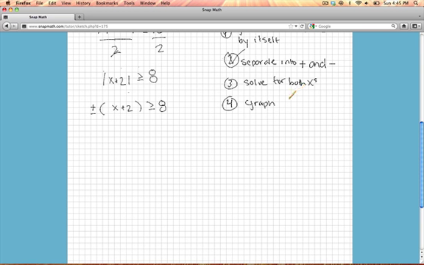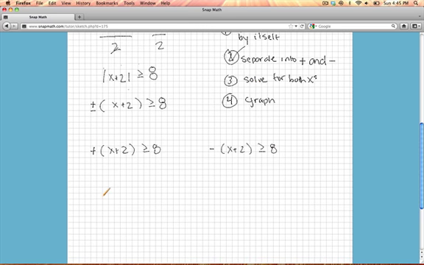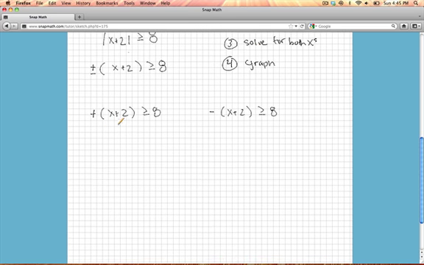Step number 3 says we need to solve for both x's. Since I have a plus and a minus over here, I really have 2 equations. So I'm going to go ahead and separate this into plus x plus 2 is greater than or equal to 8, and minus x plus 2 is greater than or equal to 8. And I'm going to solve for both of these x's. So let's start with the equation on the left.